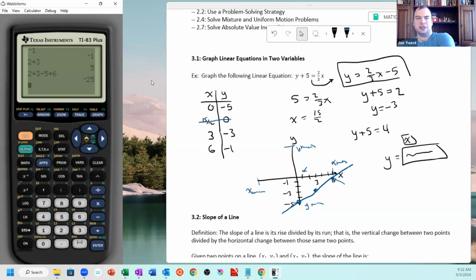All right, any questions on the calculator? Any questions on 3.1 graphing linear equations of 2 variables? All right, let me switch my share over here.